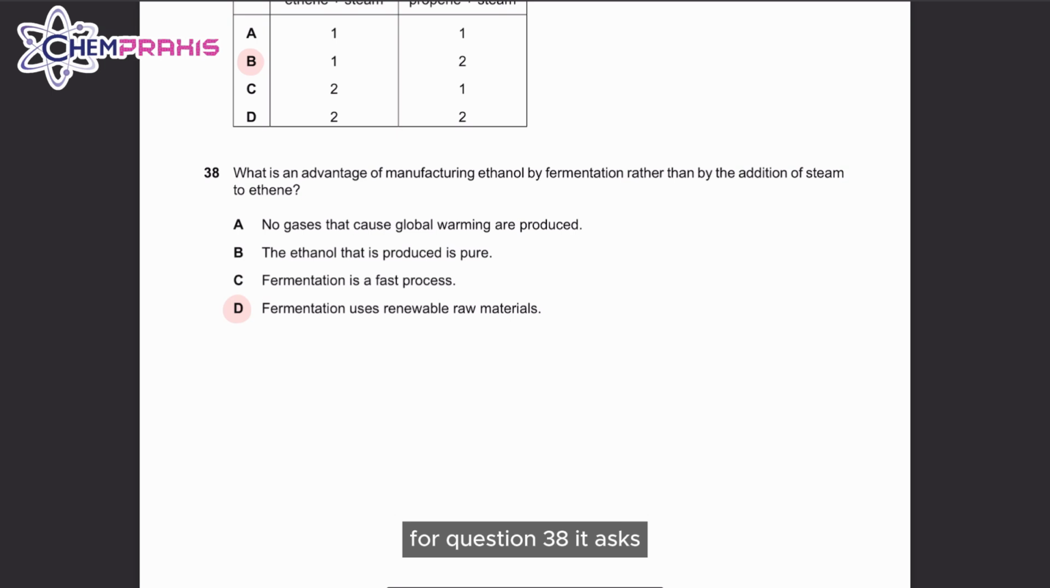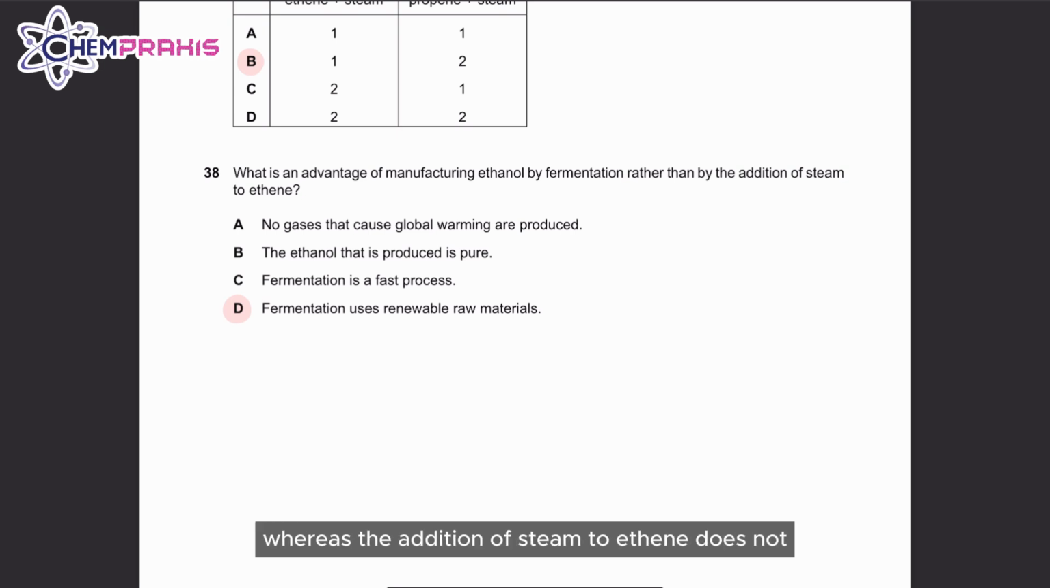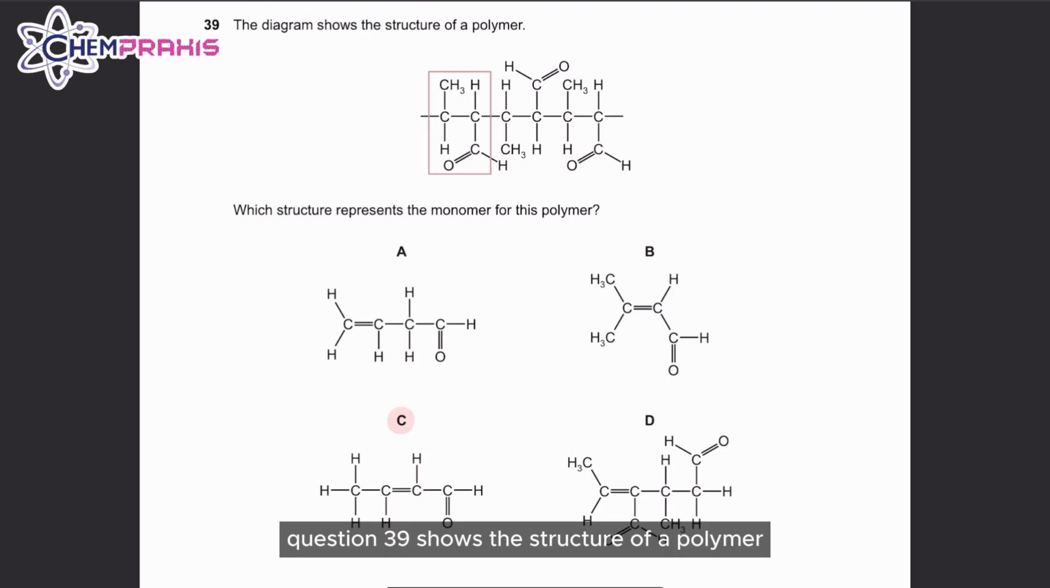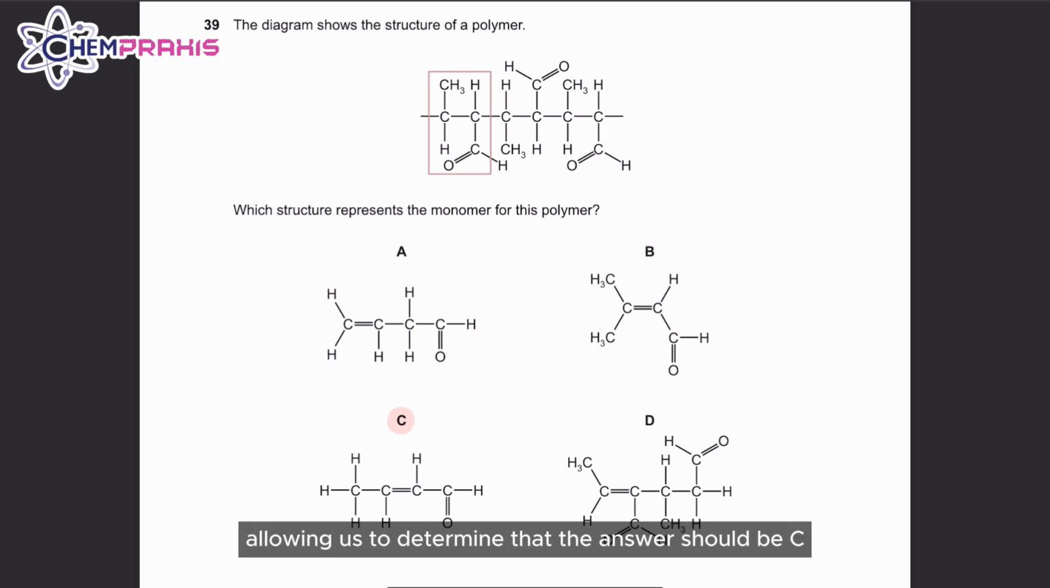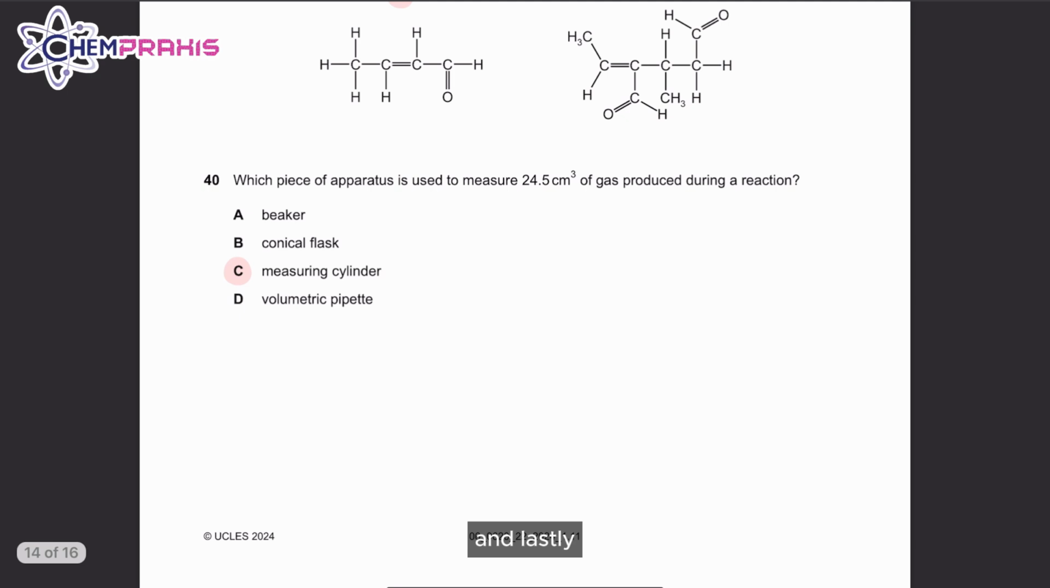For question 38, it asks what is an advantage of manufacturing ethanol by fermentation rather than by the addition of steam to ethene. Fermentation uses renewable raw materials, whereas the addition of steam to ethene does not. Question 39 shows the structure of a polymer. Which structure represents the monomer of this polymer? Based off of the structure, we can simply isolate the polymer structure, allowing us to determine that the answer should be C.